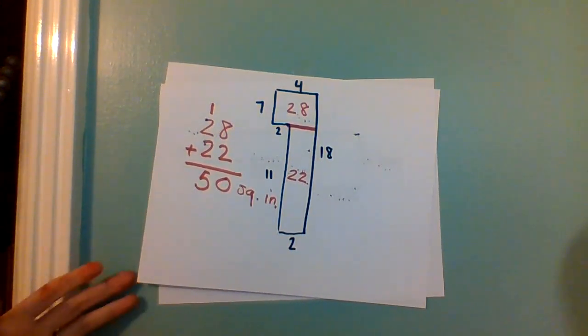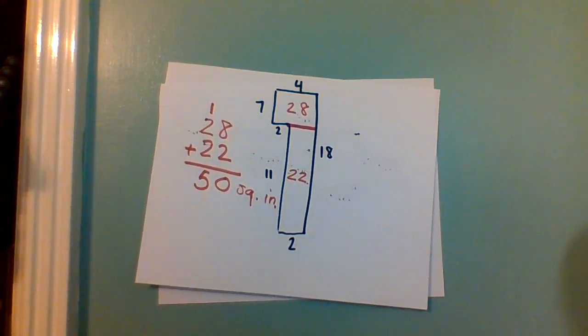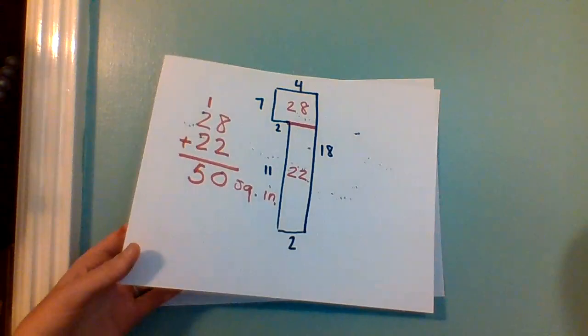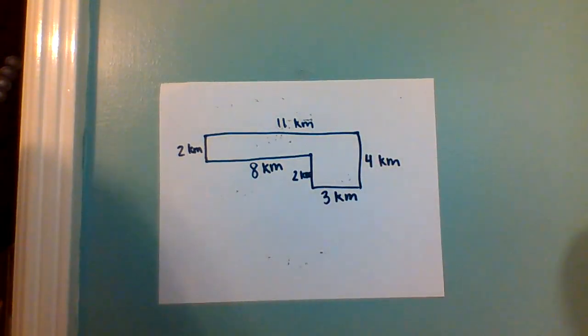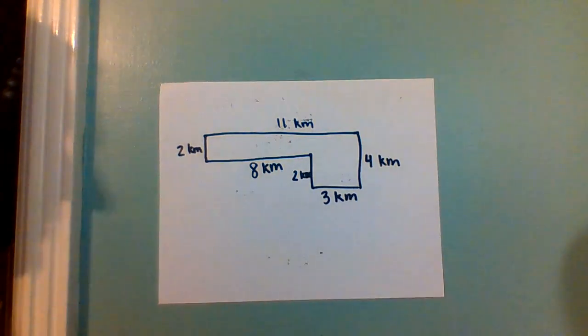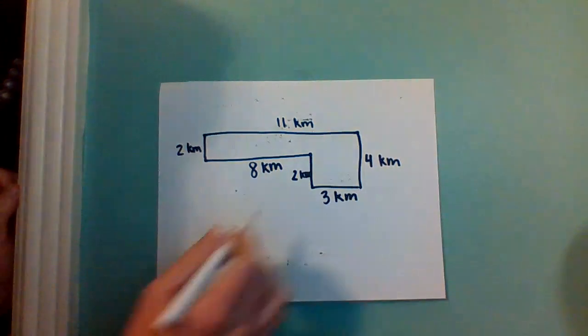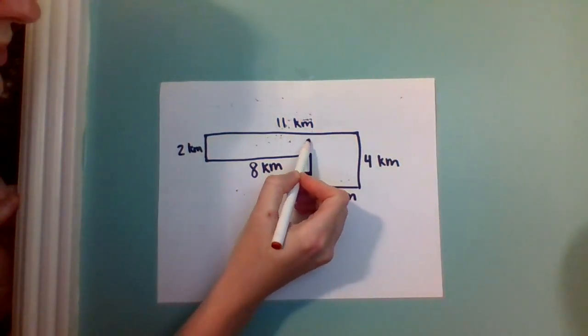All right, so as we go on to this next one, if you want to pause it at the beginning to try it by yourself and then see if you get the same answer as me, please do so. This is our last example that we're coming on. All right, as I did before, I am going to separate this into two rectangles. For me, I'm going to put my line right here.